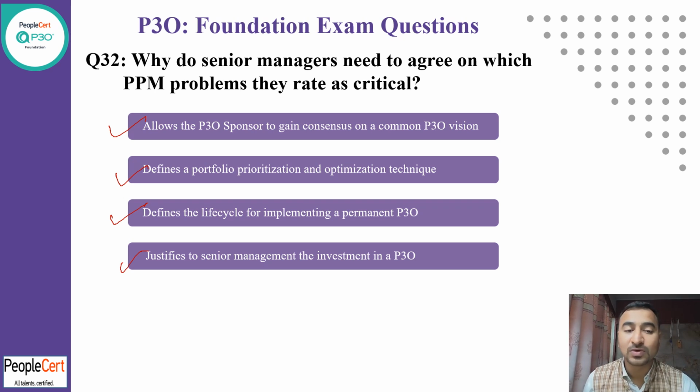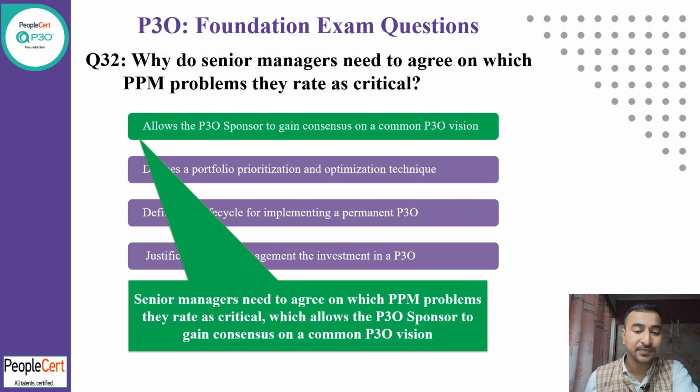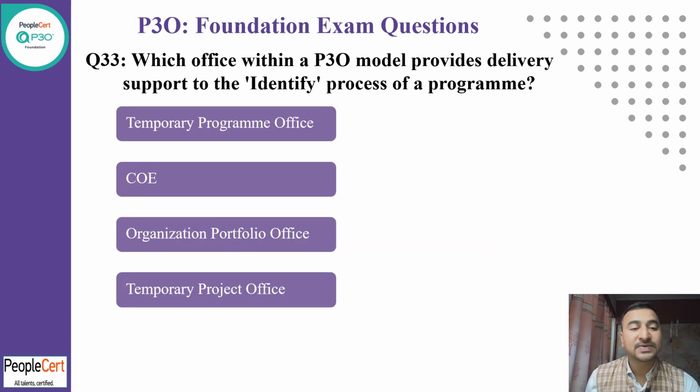Why do senior managers need to agree on which PPM problems they rate as critical? So I believe that in the very beginning you identify the core issues, and accordingly you define your vision. So I believe option A would be the correct answer, that allows the P3O sponsor to gain consensus on a common vision. Yes, that is the correct answer. Move to the next question.